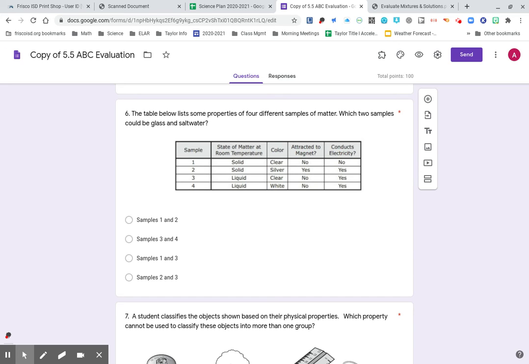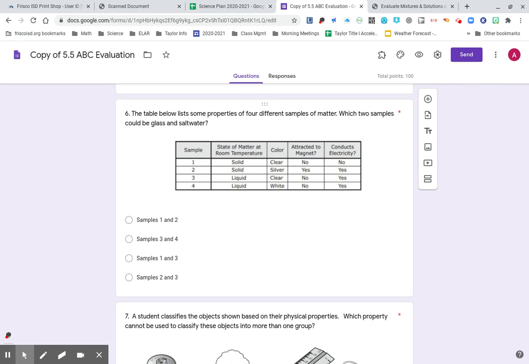Number 6. The table below lists some properties of 4 different samples of matter. Which 2 samples could be glass and salt water? So you have samples 1, 2, 3, and 4. 1 and 2 are both solids. 3 and 4 are both liquids. 1 is clear, 2 is silver, 3 is clear, 4 is white.